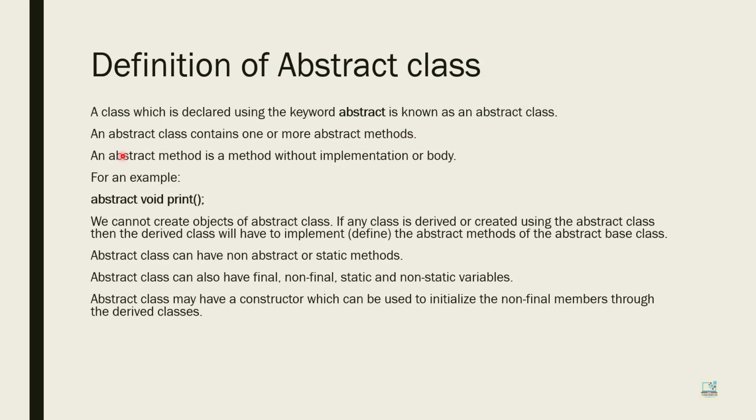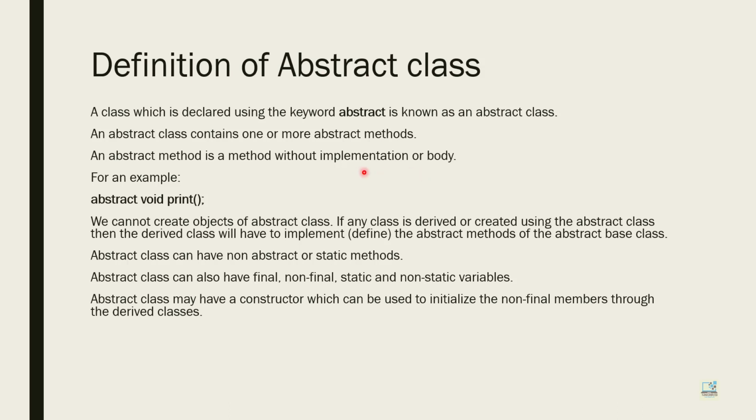An abstract class can contain one or more abstract methods. An abstract method is a method without implementation or body. So in an abstract class we can have one or more abstract methods. It is not necessary that all of the methods in the abstract class will be abstract, but one or more methods can be abstract.